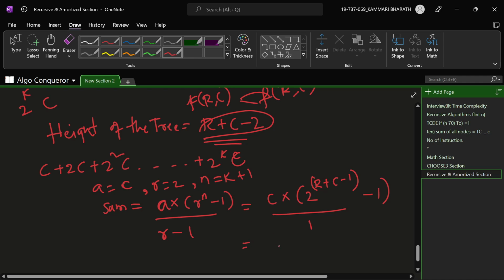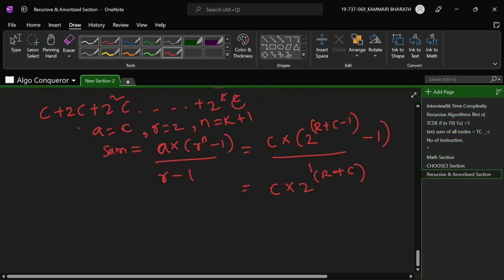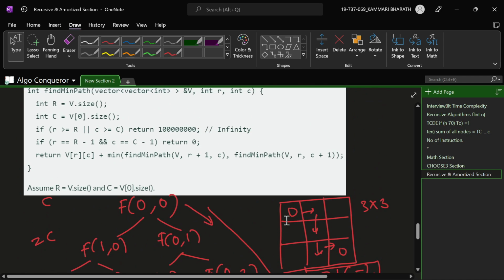This is nothing but some constant into 2 power r plus c, by which we can finally conclude that the order of this function is the order of 2 power r plus c. You eliminate the constants. This is how you solve this problem.